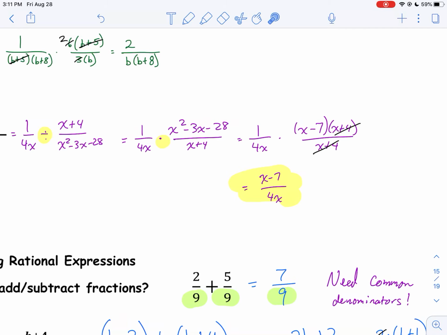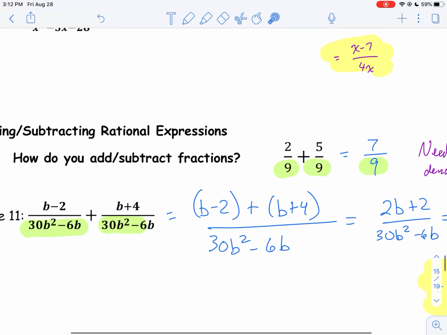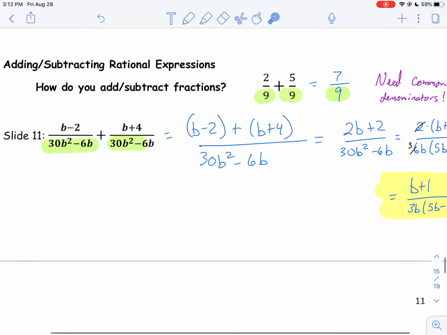We can factor the numerator. We get x minus 7, x plus 4. And then divide out and simplify. Multiply across, right? X minus 7 over 4x. I know this is a pretty quick review. Feel free to pause it and go back and look at it yourself.